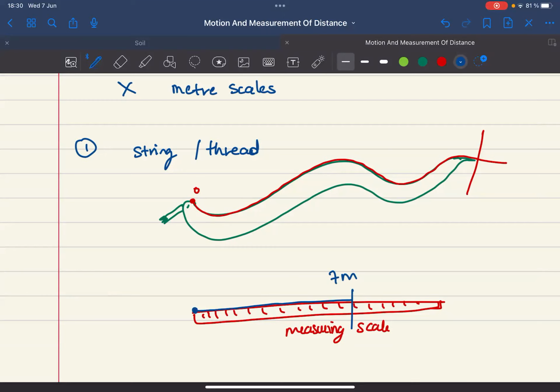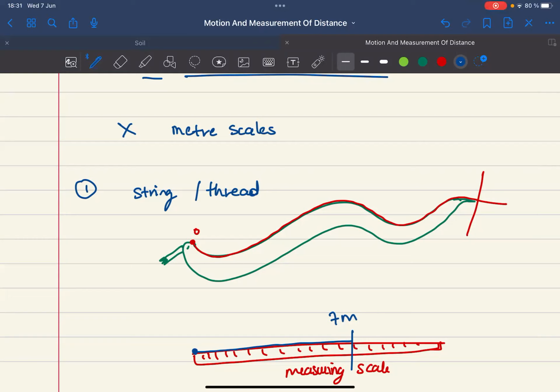Sorry, this is the first method. Is it clear? Yes, ma'am. Okay. There are scales which you can bend. Can anyone tell me what that is? Rubber scale. Not rubber scale. Rubber scale too, but it is very short. Ma'am, the measuring tape. Measuring tape, very good.